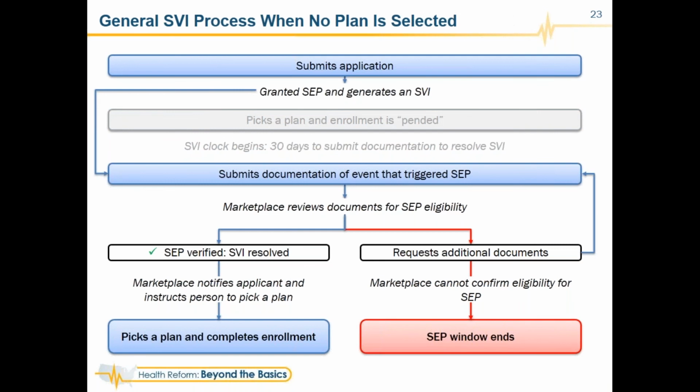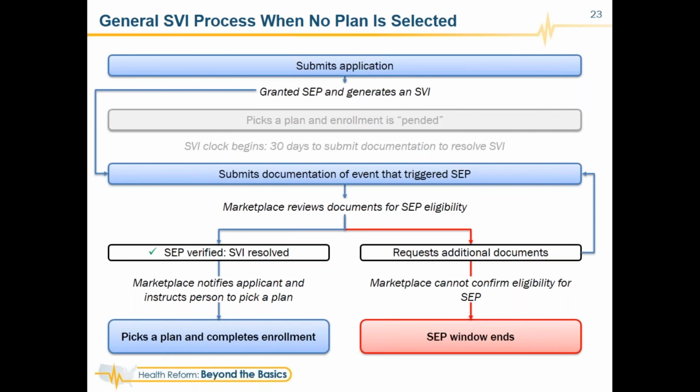Now we're going to walk through again, but only this time this person will not select a plan. So let's just see what's different about this process. If the person submits an application and attests to having an SEP and an SVI is generated, all of that's the same. But this time no plan is selected. So therefore no SVI clock starts ticking. However, even though the SVI clock is not ticking, the person's SEP eligibility window clock is still ticking. So the person still needs to hurry. Let's say that this person submits the documents and the marketplace reviews the documents. If the SVI is resolved, again, terrific.